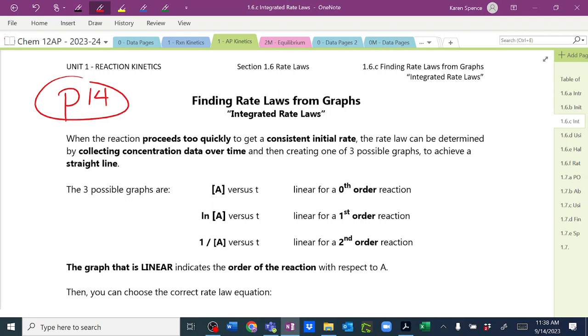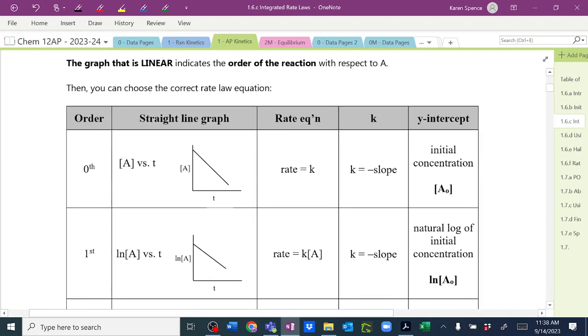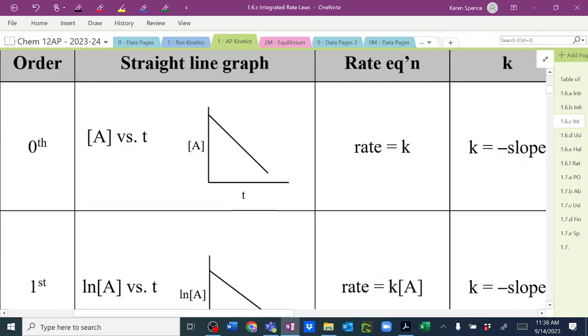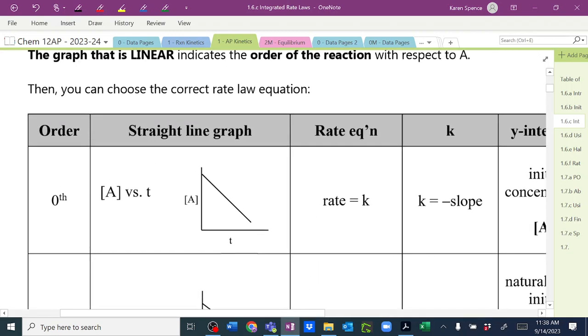So we're going to collect some data, and we will end up with one of three possible graphs. We are going to straighten our lines. So you can end up with a 0th order. If you have a 0th order reaction where it does not depend upon the concentration of A, as time goes on, the concentration of A will just decrease linearly. The rate equation as we know it would be rate equals K, because of course A to the 0 would just be 1.